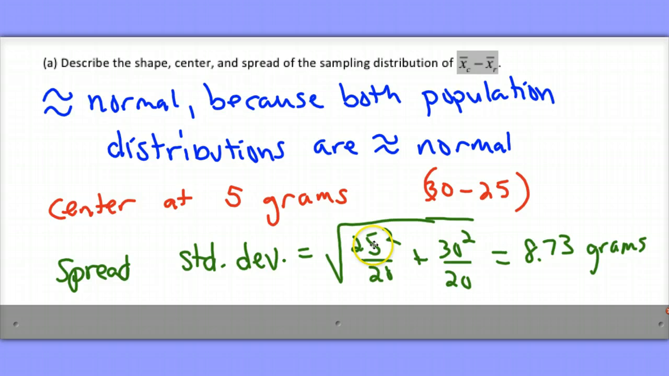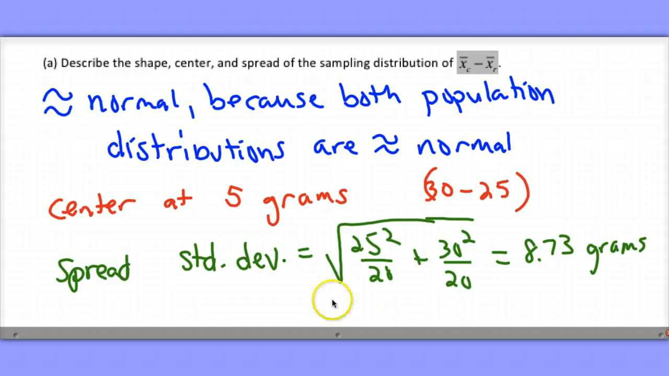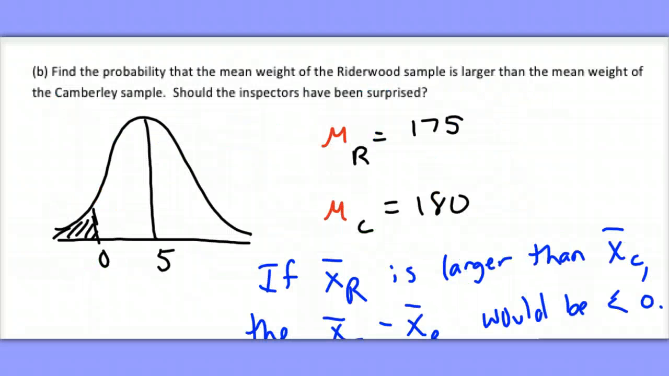So essentially we have the variance here, because it's a standard deviation squared. That's the variance divided by the sample size plus the variance divided by the sample size. And then to actually have standard deviation, we need to take the square root. So the spread, or the standard deviation here, is 8.73 grams. So the next question here, now let's take a look to see if they should be surprised.